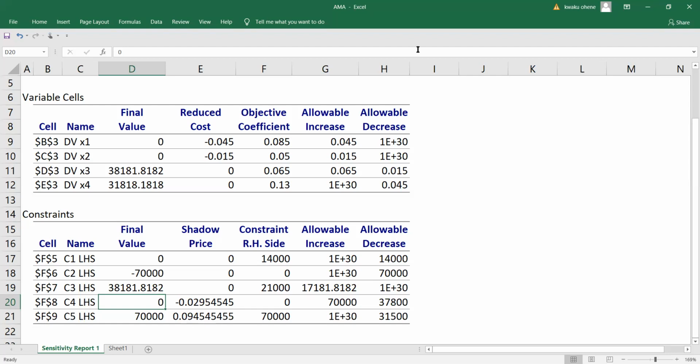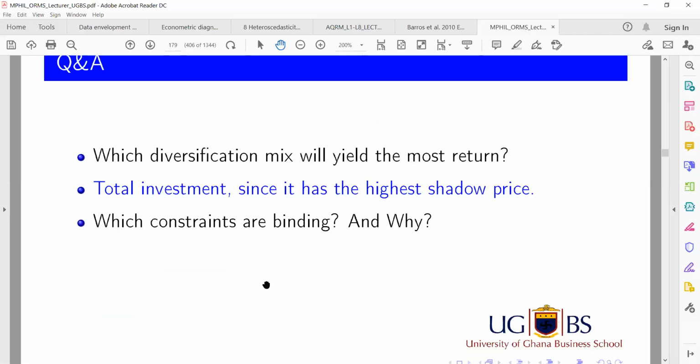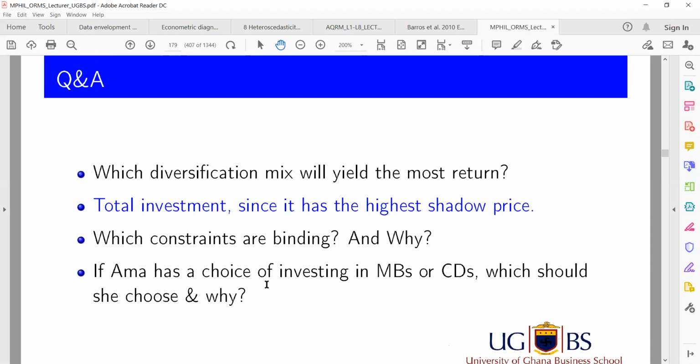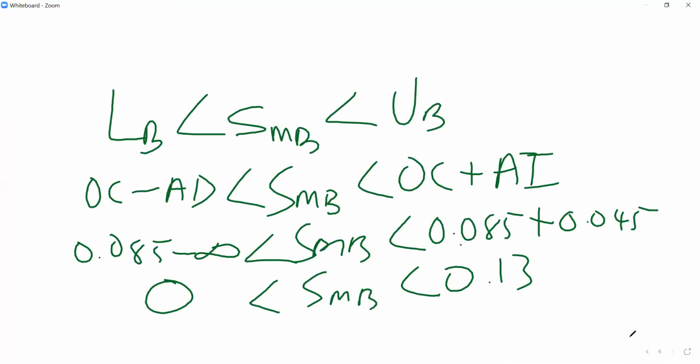Now let's go to the next question. If AMA has a choice of investing in municipal bonds or certificate of deposit, which is she going to choose and why? Now remember, the municipal bonds is represented by X1 and the certificate of deposit is represented by CD. The best way to understand that constraint is to go back to your formulation.